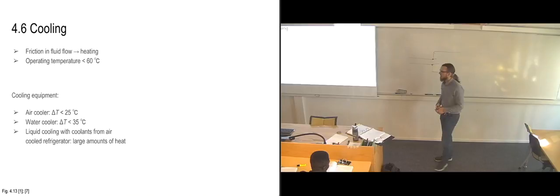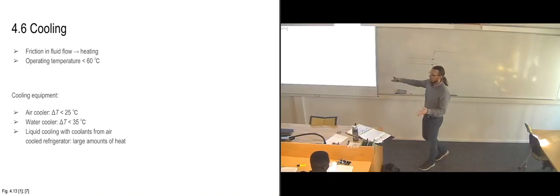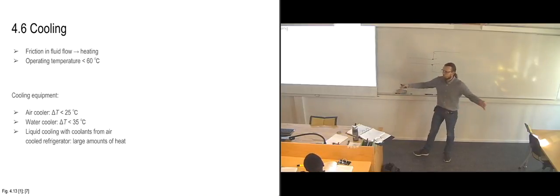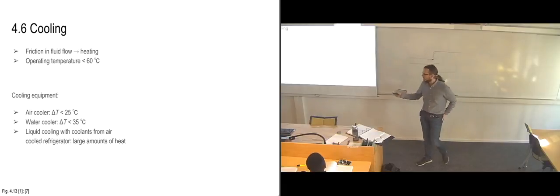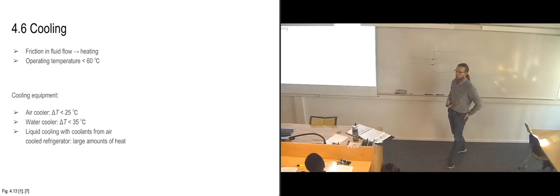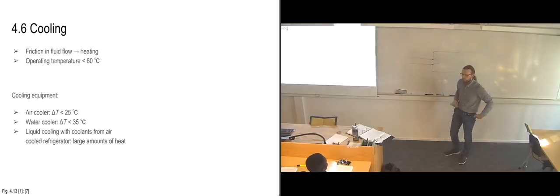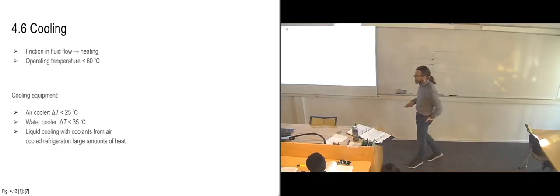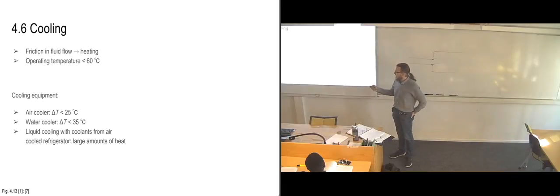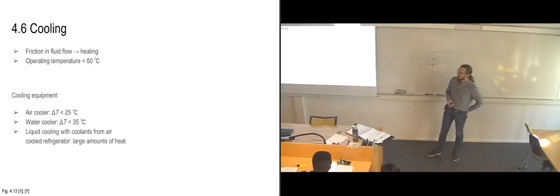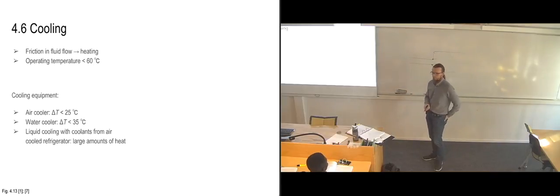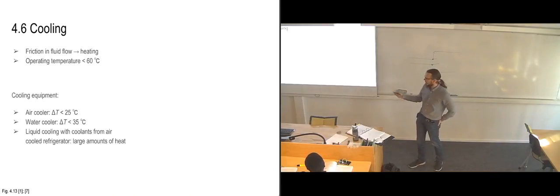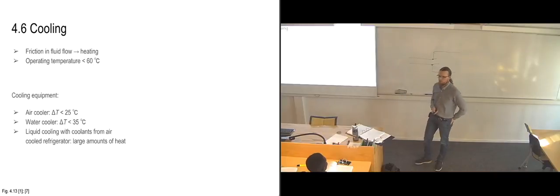So you would basically look at what your operating temperature is and how much you need to cool it, and then you would design the cooling system from that. So you can just upscale it if you need to cool even more. And there you have the heat pump and refrigeration chapter from thermodynamics coming into play when you're going to dimension something like that.